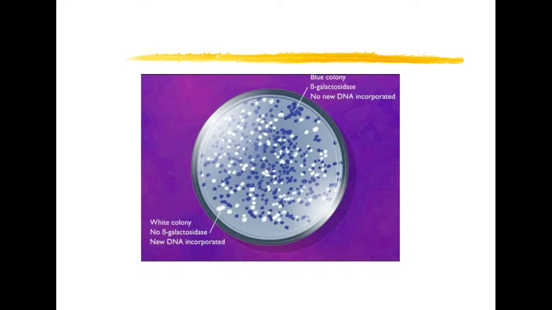So, that's how you differentiate between the beta-galactosidase activity with the blue colony and the white colony.